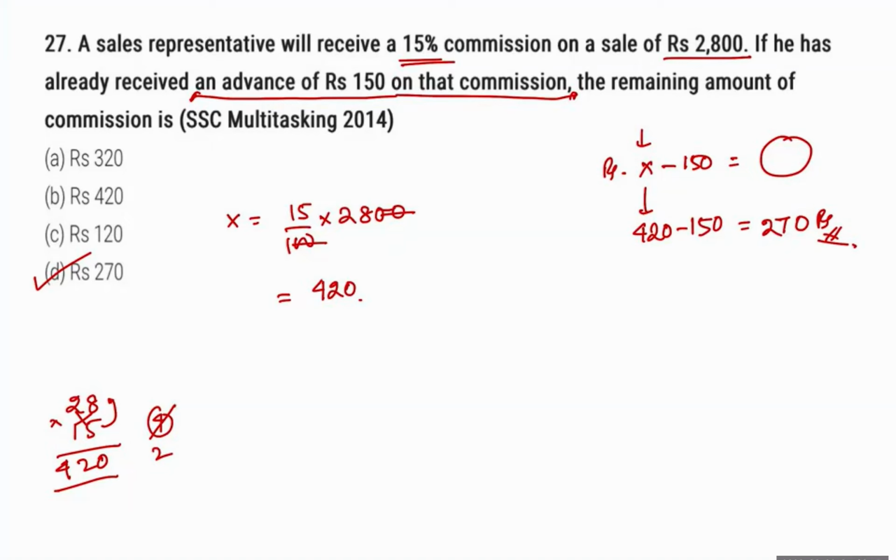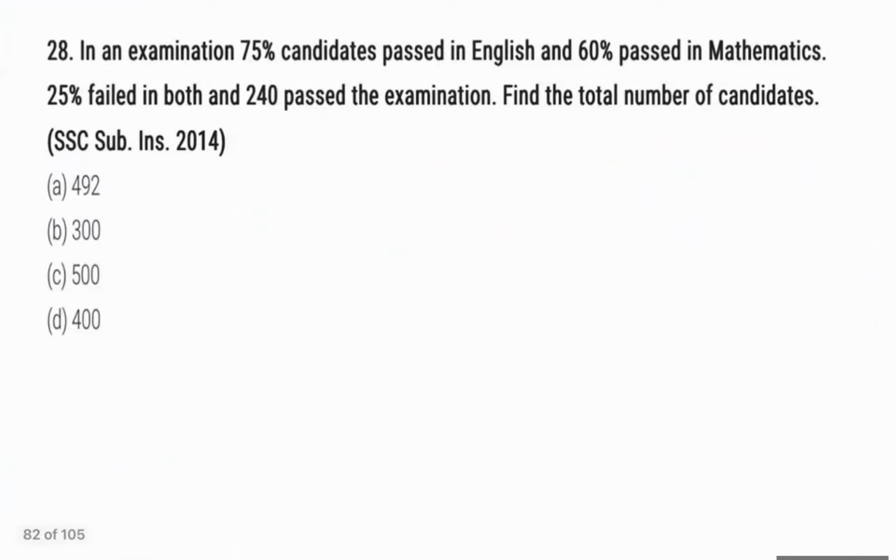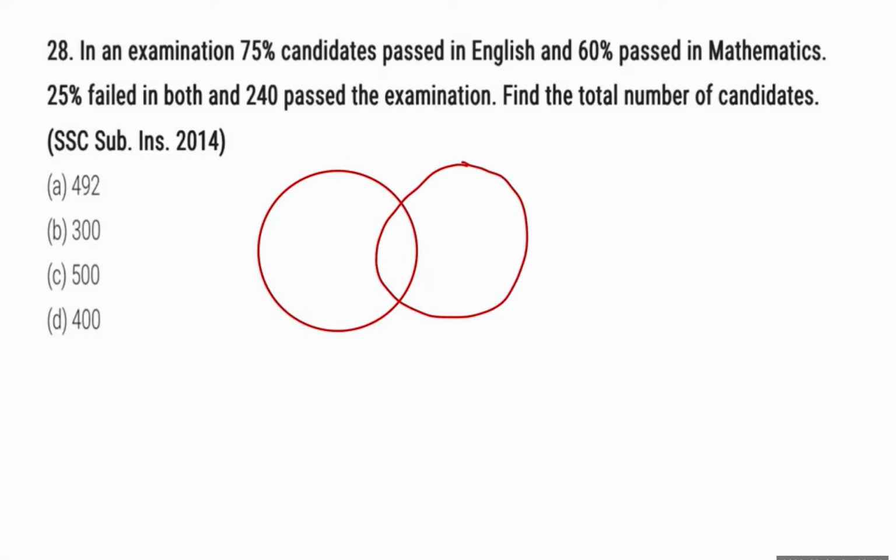Next question, 27 is done, now 28. In an examination, 75% of candidates pass in English. See, we will use a Venn diagram.